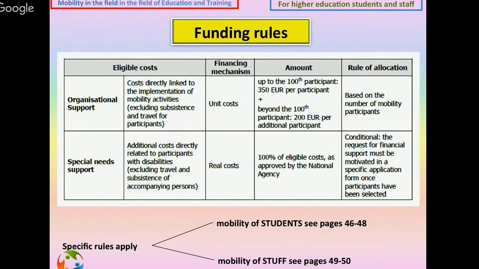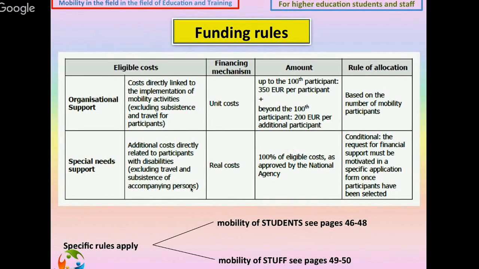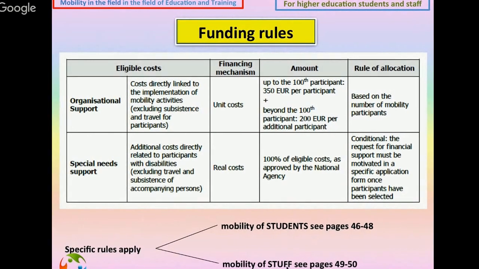And for special needs, they receive 100% of the eligible costs, but they have to be approved by the national agency. So, for example, if you have costs for people that have disabilities, you can put them in this budget line. There are some specific rules, and you can see here that we mentioned the pages where you can refer for mobility of students and for mobility of staff.